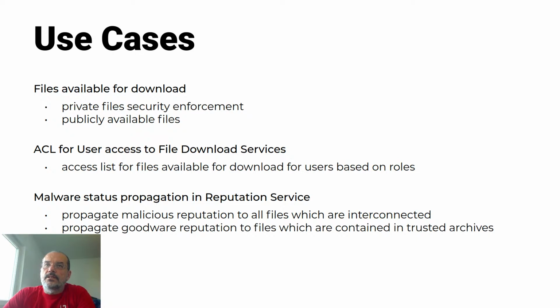And the other one is the same for goodwill reputation. If we have a trusted archive and some file contained in that archive is somehow suspicious or whatever, then that goodwill reputation can override that, and that also forms one type of graph structure.